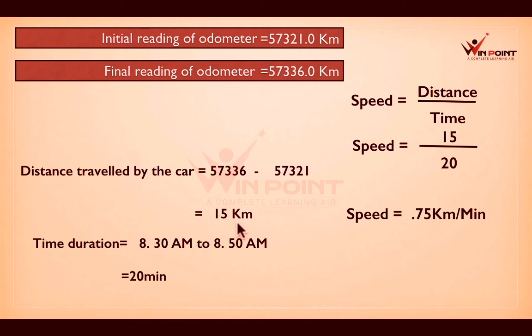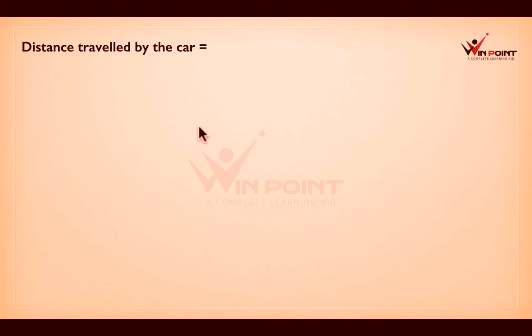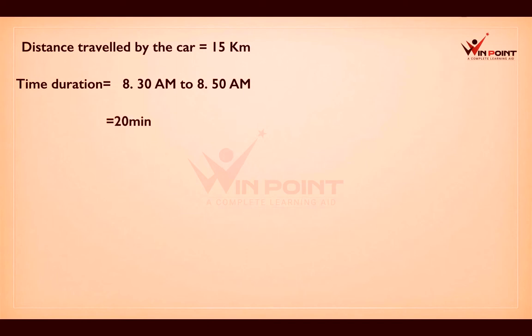Here we took the distance in kilometers and we took the time in minutes. That's the reason for the unit. Unit of this value will be 0.75 km per minute. Distance travelled by the car is 15 km. Time duration 8:30 am to 8:50 am is 20 minutes.